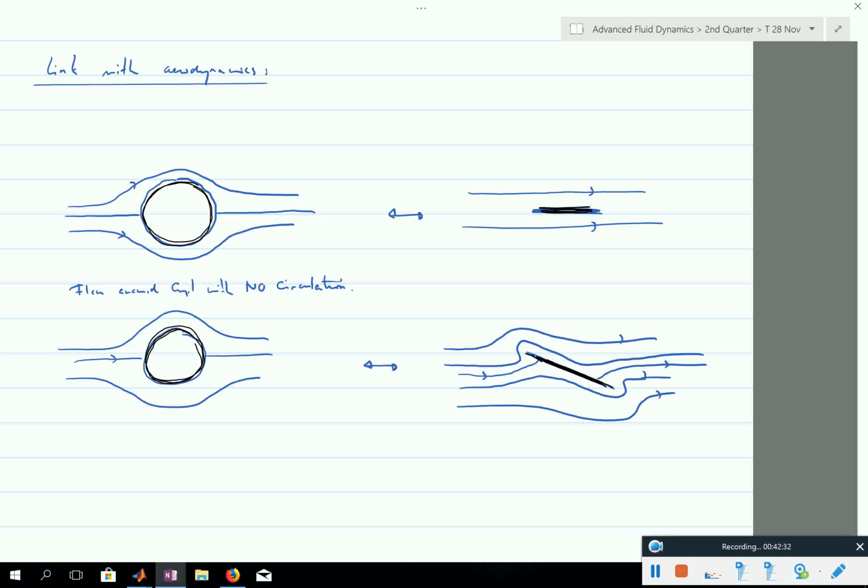Now, does that look like a reasonable flow to you? What would you expect? Which part doesn't seem so good? The one where the flow starts from the plate. Where? Oh, this one, right? Yeah. Here, you don't expect the streamline to be attached there. Where do you expect it to be attached?